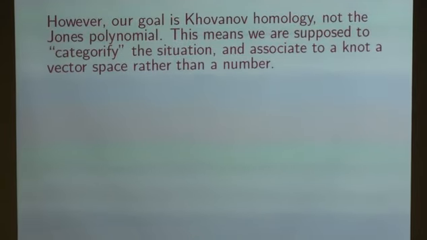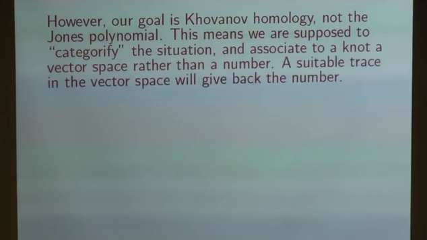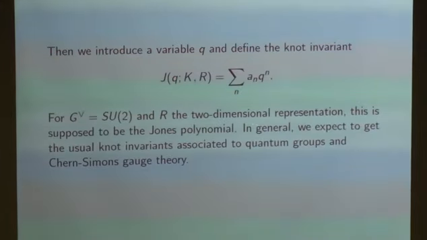Now, the way mathematicians say it is that going from the Jones polynomial to Khovanov homology means you're supposed to categorify the situation and associate to a knot a vector space rather than a number. Actually, a vector space with a group action. A suitable trace in the vector space gives back a number. The number was this number. It's not actually a number, it's a function of q.